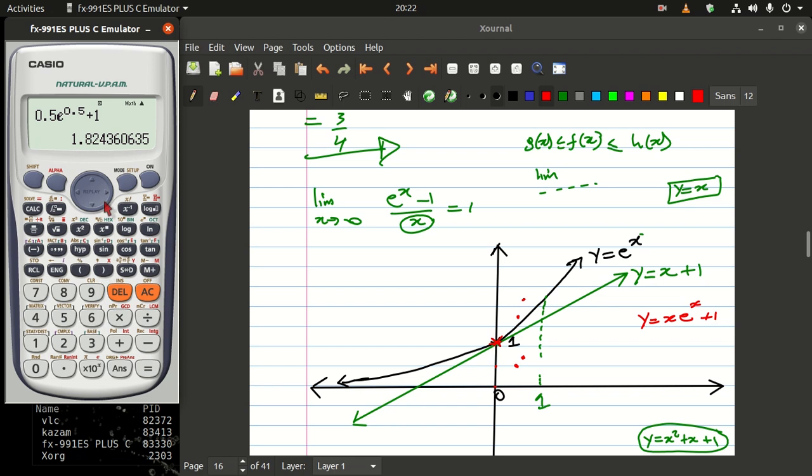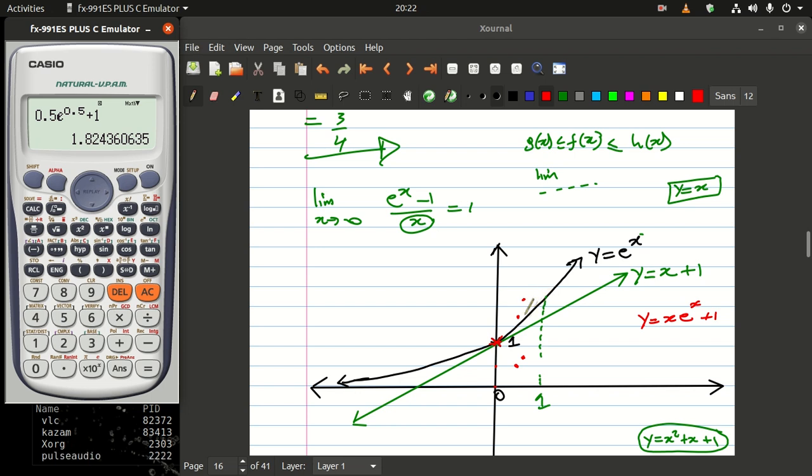But if I get e and then raise it to 0.5 alone, I will end up getting a value of 1.64, which is less than that value. So this function is always going to be less than that.